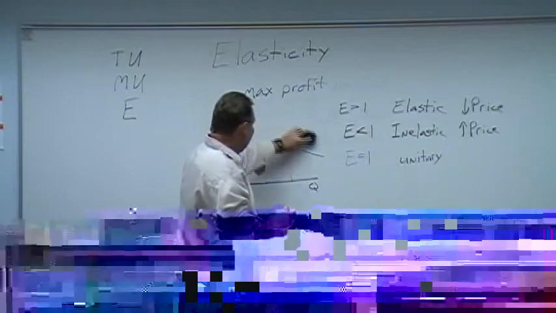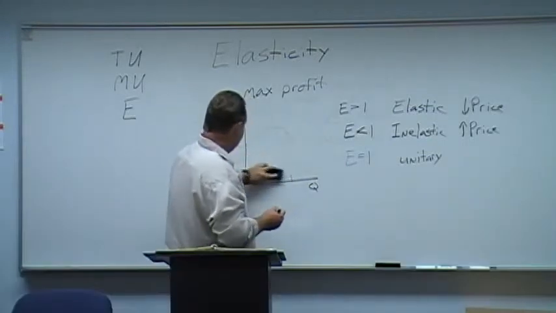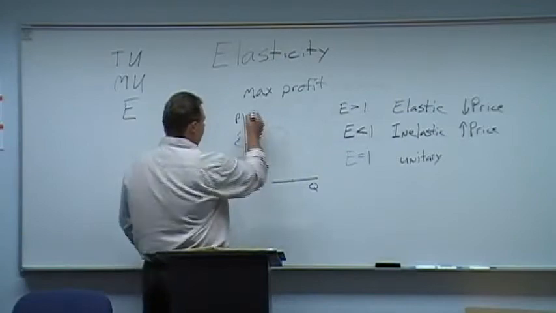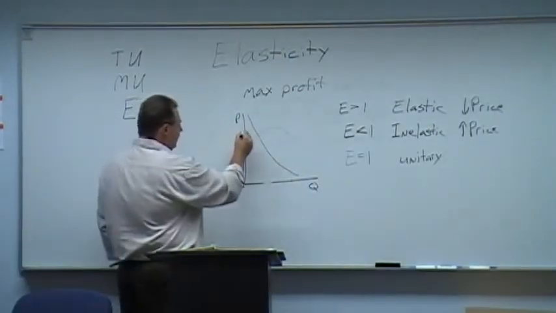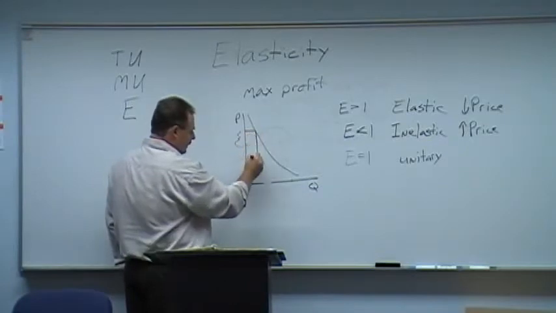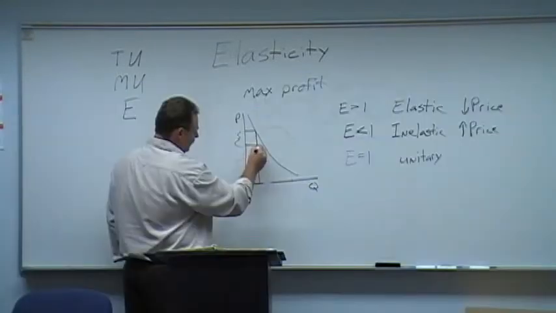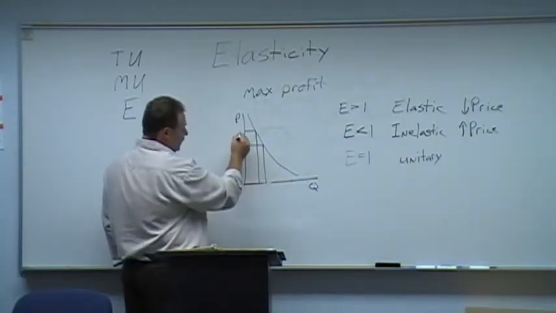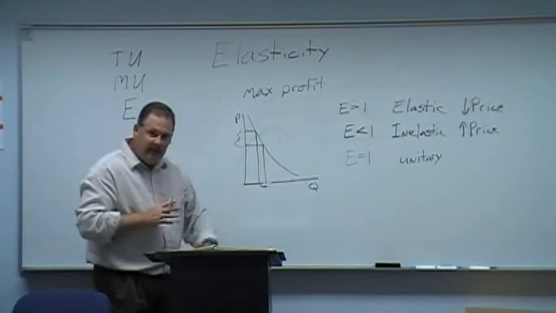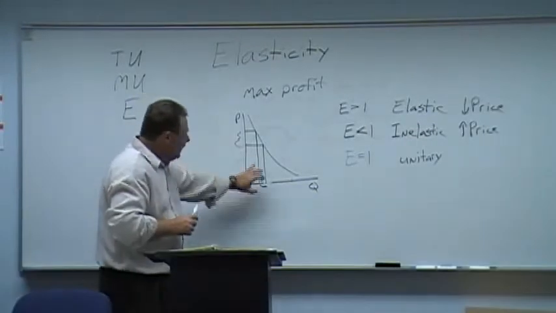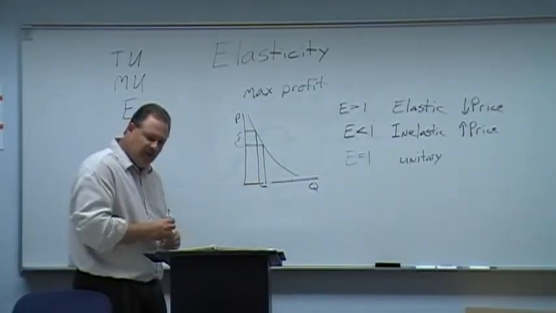That would be something that is elastic. Let's look at inelastic. Typically, you're going to see a steep line here. If I change that same price and drop down, for this change in price, I get a really small change in the quantity demanded. That's the idea behind elasticity: I'm looking for that maximum combination. What's going to profit me the most?